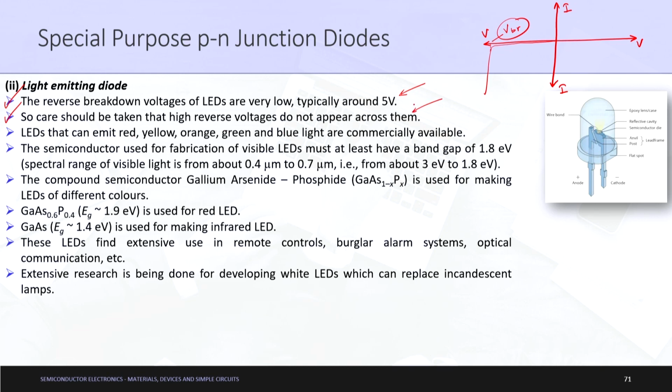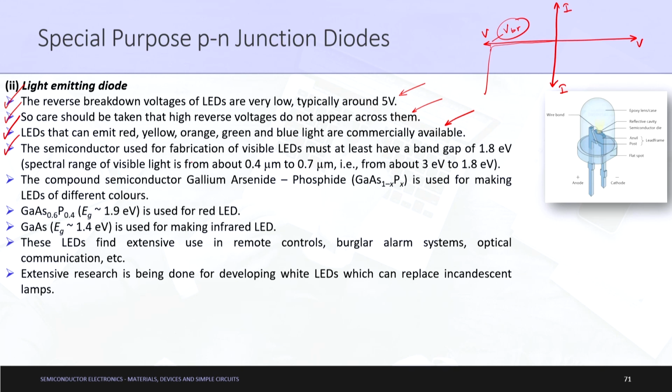So, if high reverse voltages appear across them, then what would happen? There would be breakdown and hence damage to the LEDs. Next, LEDs that can emit red, yellow, orange, green and blue light are commercially available. So, these are the different colors which light emitting diodes can emit.